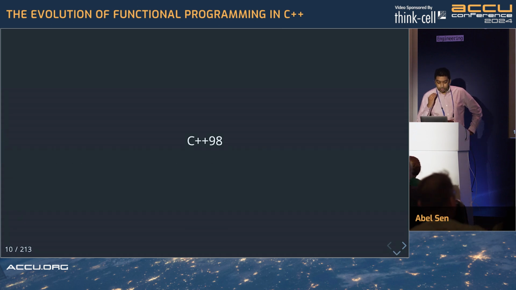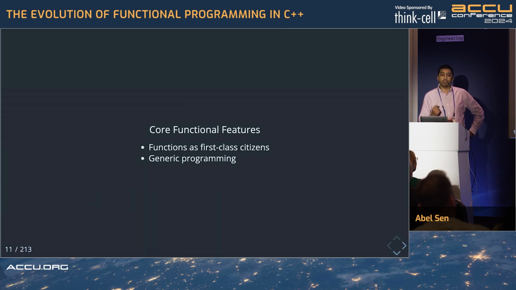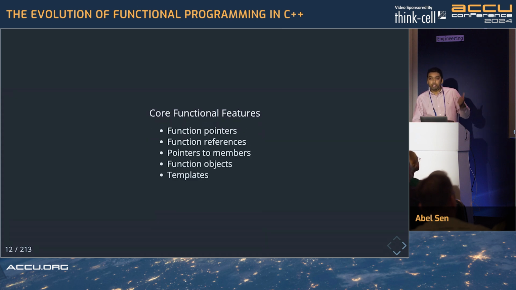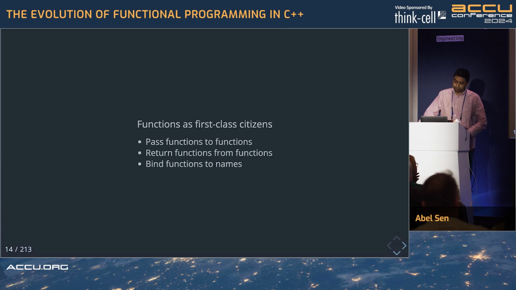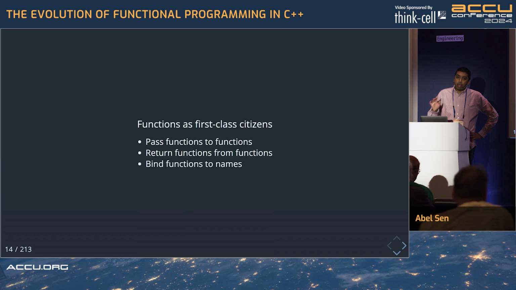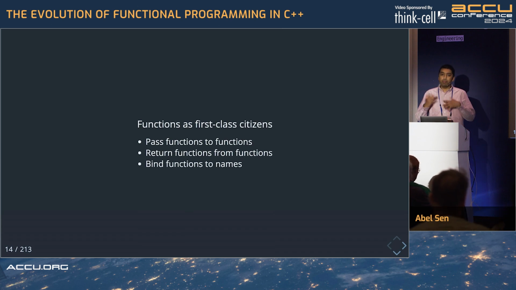So I'm going to start by talking about C++ 98, the first ISO standard release of the language. The core functional features of this release boil down to functions as first-class citizens and generic programming, which you can further expand into function pointers, references, pointers to members, function objects, and templates. So we'll start with the first one. When we talk about functions as first-class citizens, it means nothing more than the ability to pass functions to functions, return functions from functions, and essentially bind functions to names.